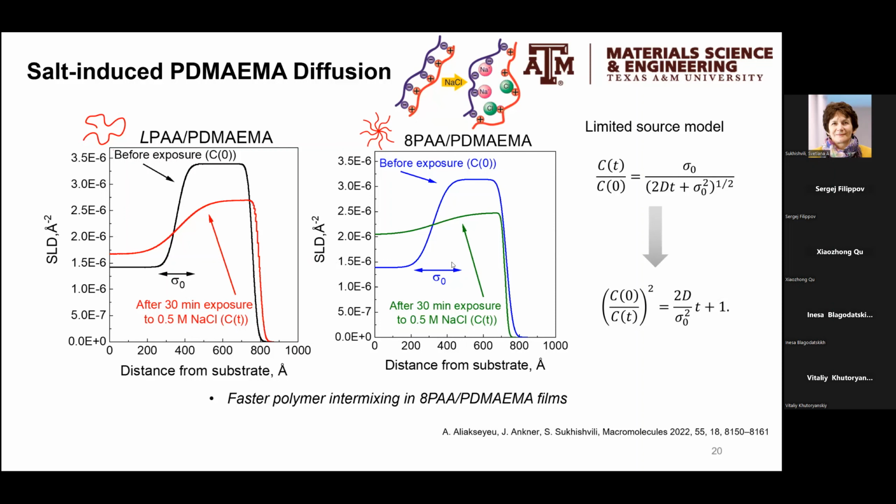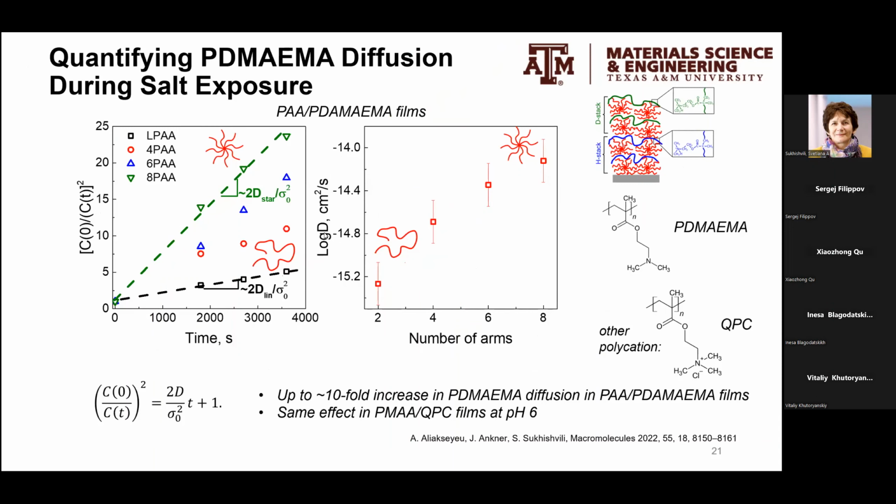Sigma naught is the original internal roughness. So we can fit the data, and we can calculate from this dependence the diffusion coefficient, and it's a clear increase in the salt-induced diffusion coefficient in star-containing films by at least one order of magnitude. So this answers the question: it's not just that the roughness is different in the film containing the stars, but they do diffuse faster.